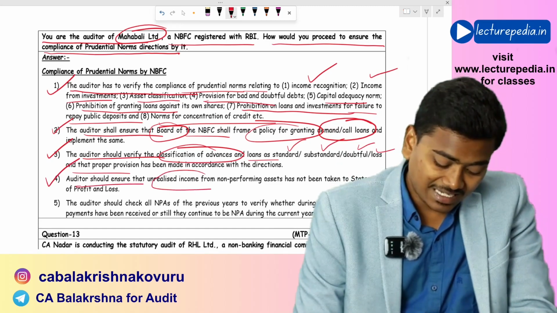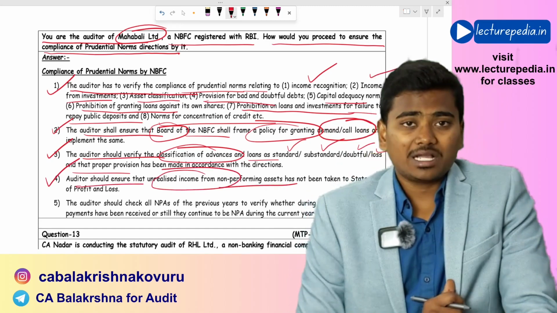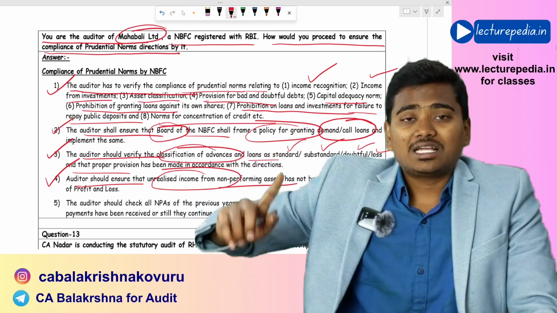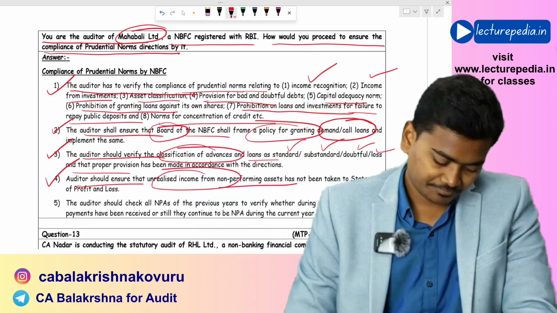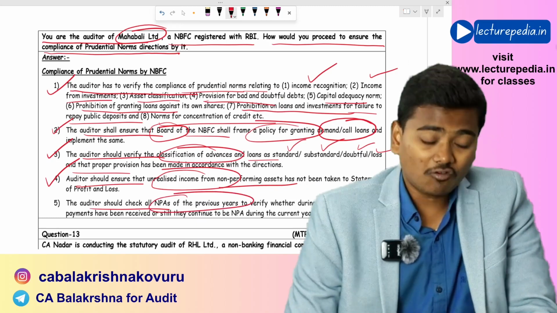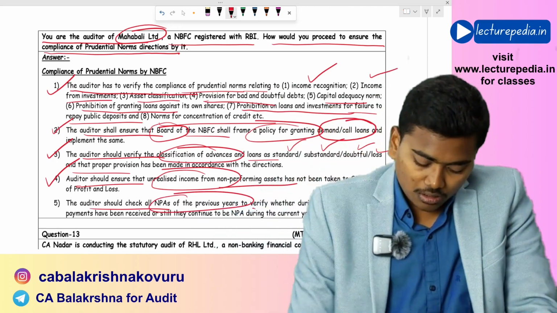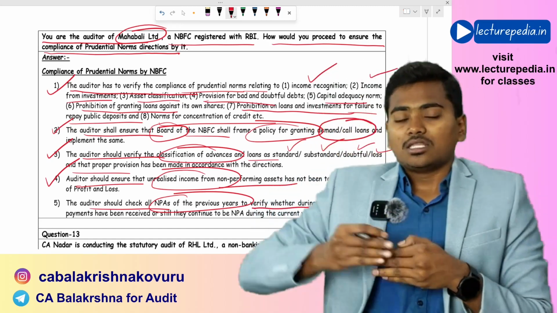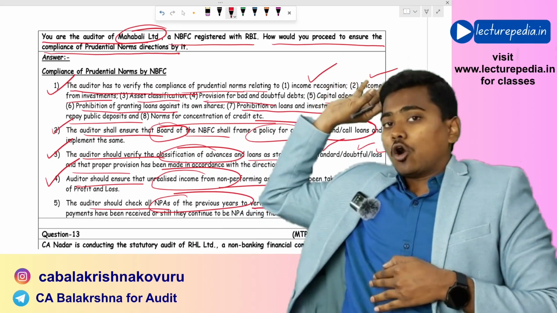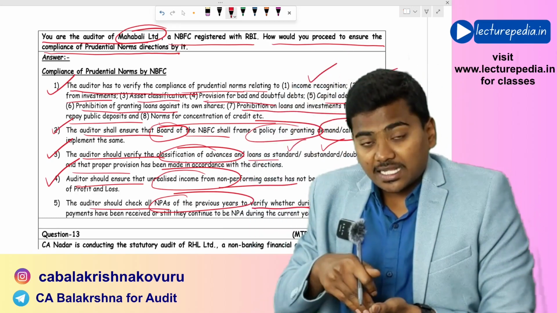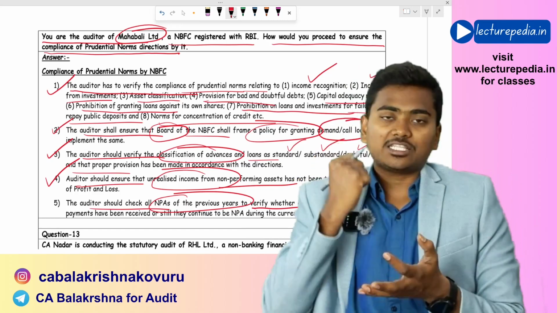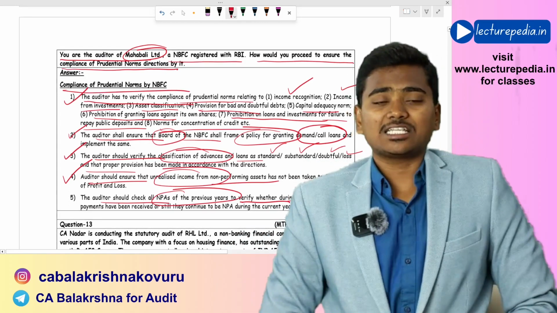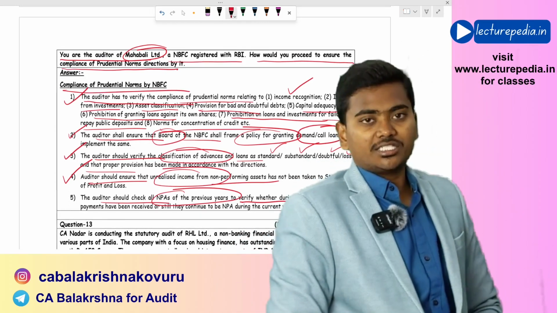The auditor should ensure that unrealized income from NPAs, non-performing assets, should not be taken to the profit and loss account. The income from NPAs has to be recognized only on cash basis, and the auditor should check all NPAs of the previous year to verify whether during the current year any recoveries have come. In the previous year there will be certain NPAs; whether all those are also NPAs in the current year or there is any recovery from those NPAs, that has to be verified. These are certain points that have to be verified with respect to compliance with prudential norms by NBFCs.